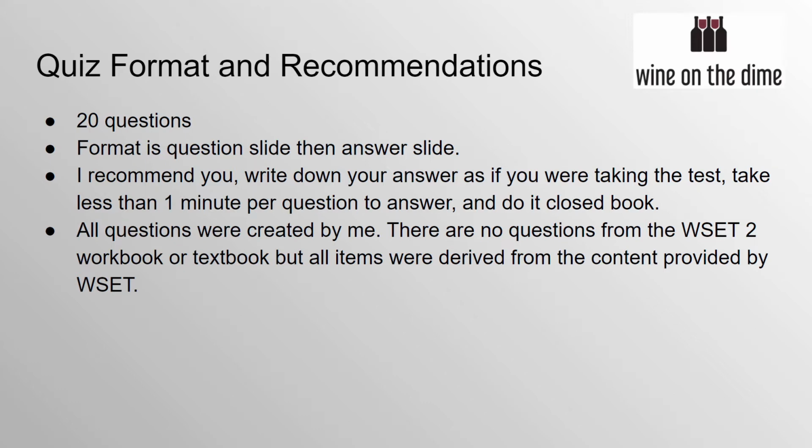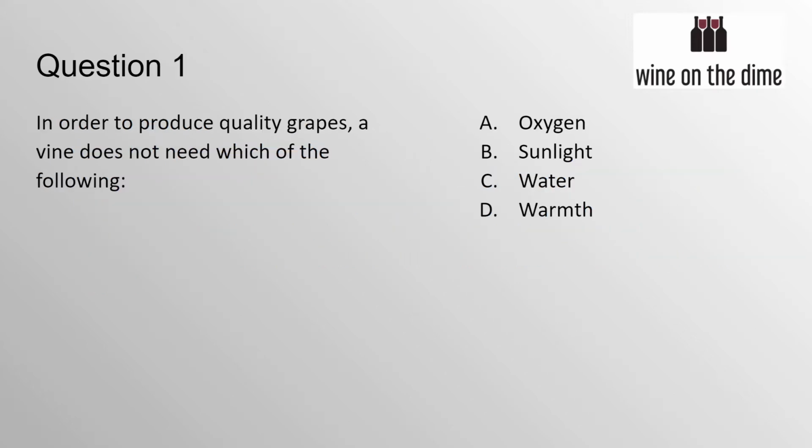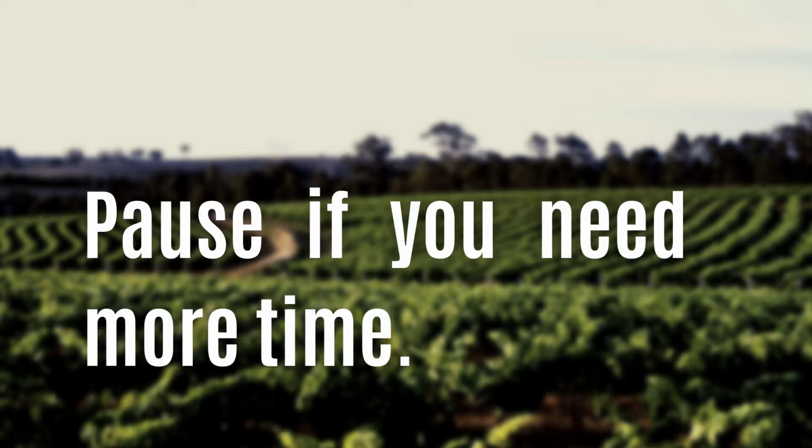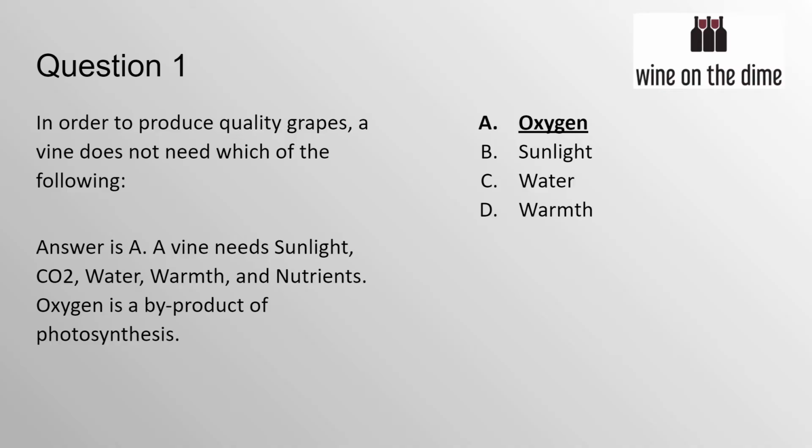So let's get started. Question 1. In order to produce quality grapes, a vine does not need which of the following? Oxygen, sunlight, water, warmth. The answer is A. A vine needs sunlight, CO2, water, warmth, and nutrients. Oxygen is a byproduct of photosynthesis. It's actually released by the plant.